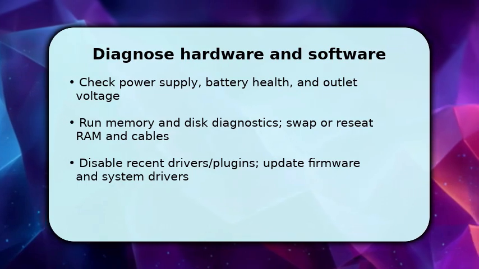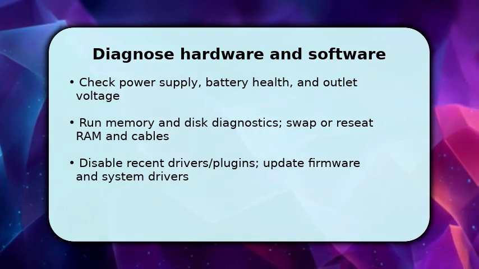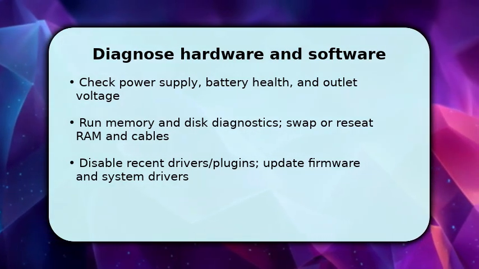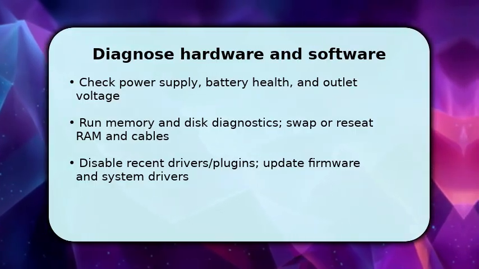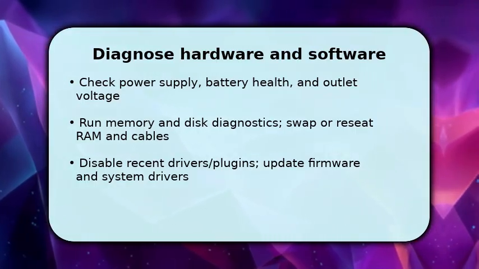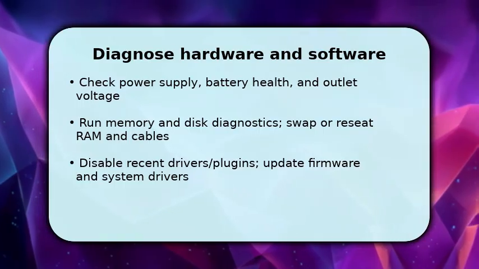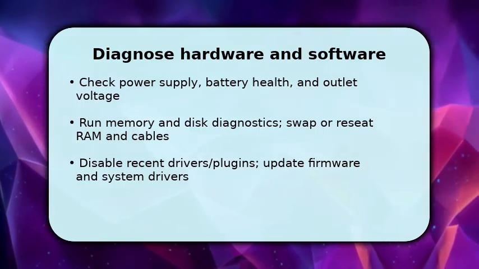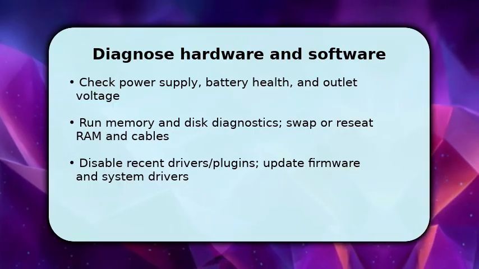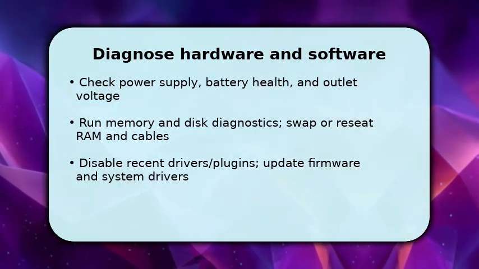Next, you assess both hardware and software causes in parallel so you find the root quickly. Start with power. Test the supply, battery charge, and the wall outlet to rule out intermittent power. Then run memory and disk diagnostics, and reset or swap RAM and connectors to eliminate loose components.